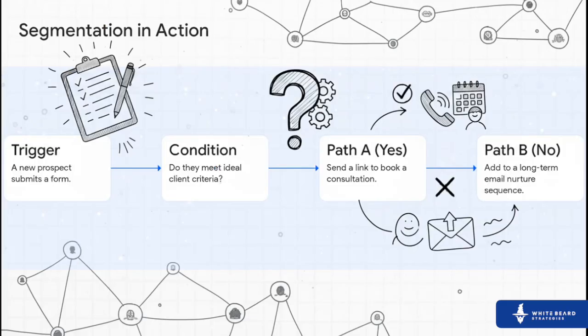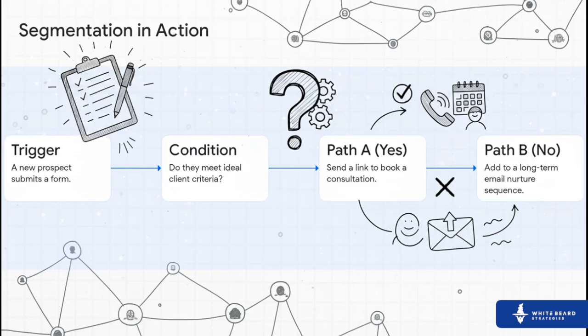Okay, so here's where it all comes together inside a workflow. Check out this awesome real-world example. The trigger is easy. A new prospect submits a form. But then, the workflow asks a critical question, like a fork in the road. Does this person meet our ideal client criteria based on their answers?